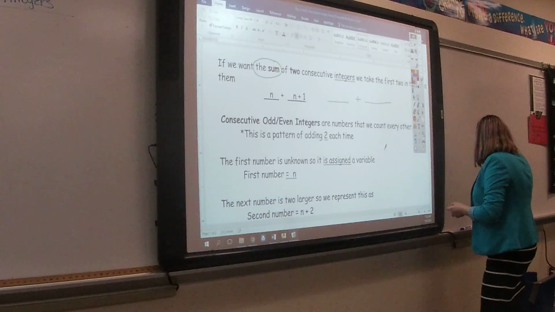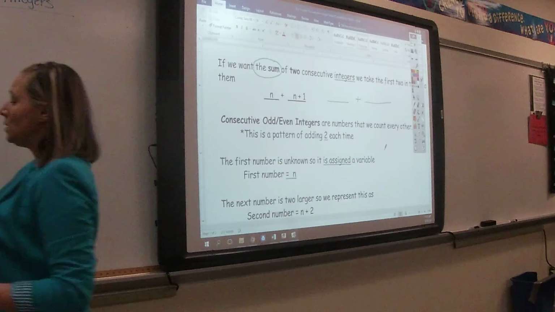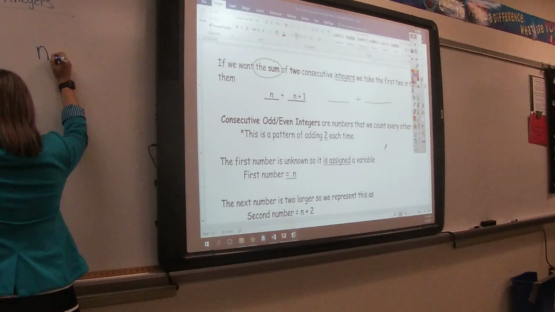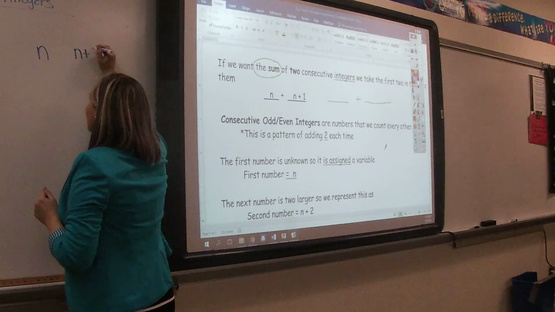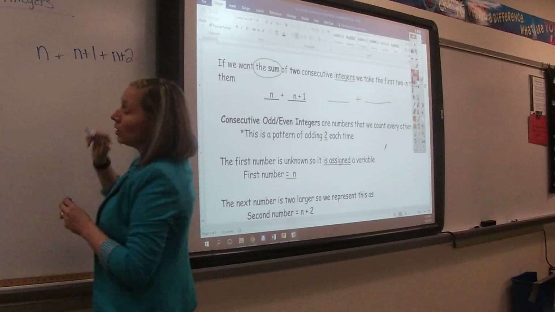So if I say, class, I want you to find the sum of 3 consecutive integers. What would we do for sum? Add. And what would 3 consecutive integers look like? What would our first one be? N. What would our second one be? N plus 1. And what would our third one be? N plus 2. And because it's sum, we would be adding all of those up.